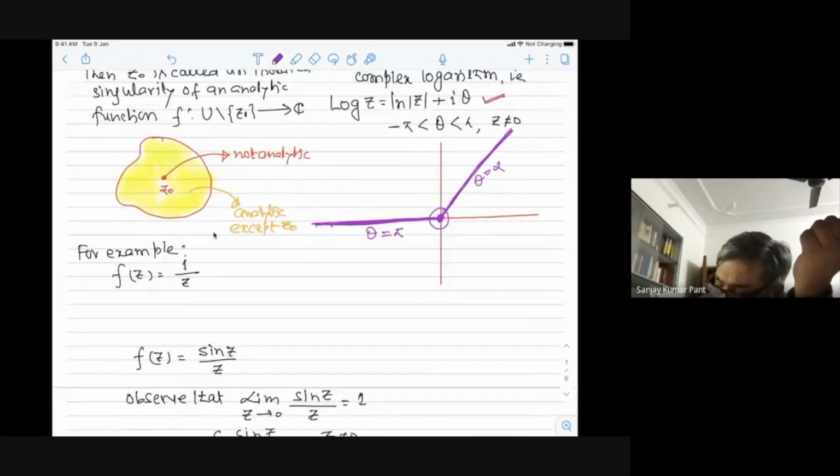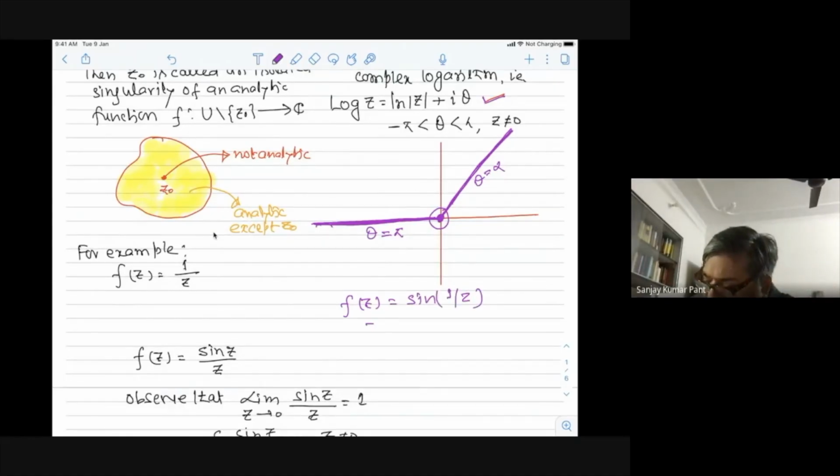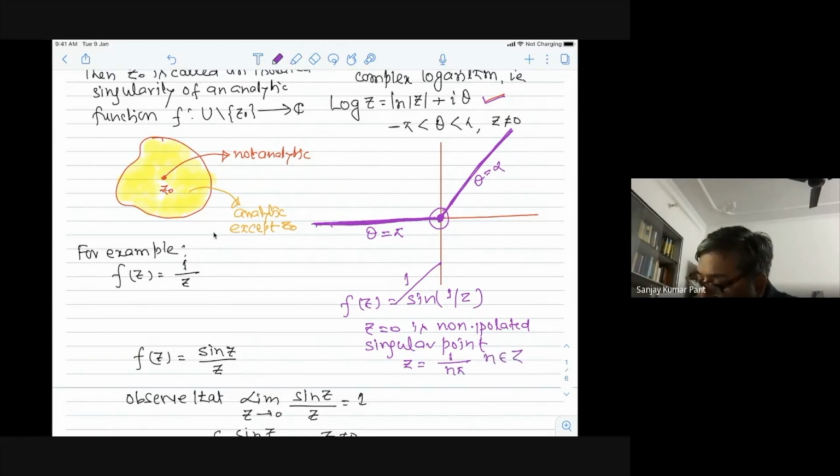If you want an easier example, see here. Take f(z) equal to 1 upon sine 1 upon z. In this example, you will find that z equal to 0 is a non-isolated singular point, because all other singular points are 1 upon n pi, where n belongs to the non-zero integers. These are all isolated singular points. But 0 is not an isolated singular point, because it is their limit point.